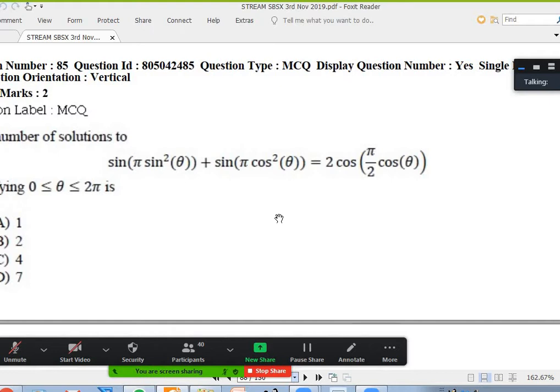Question 85. Theta belongs to 0 to 2 pi, sine phi, sine square theta. If somebody tried these questions and you got some idea you want to tell, please feel free. This is not just about me teaching. If you want to tell a different method, I'll just write what you tell on the board. Useful.